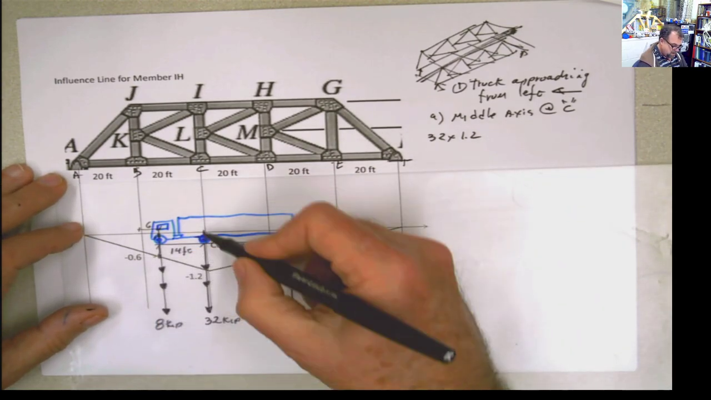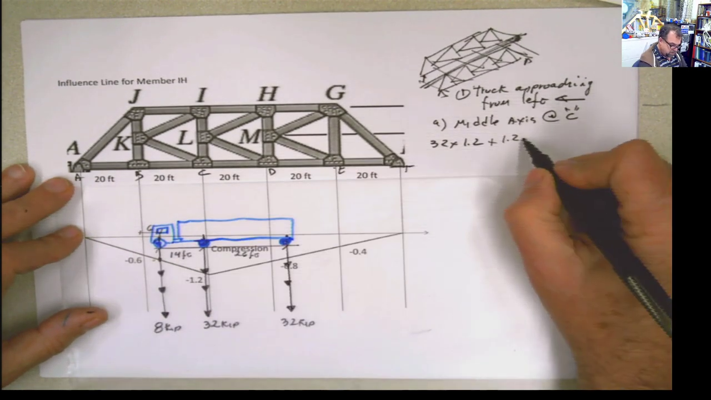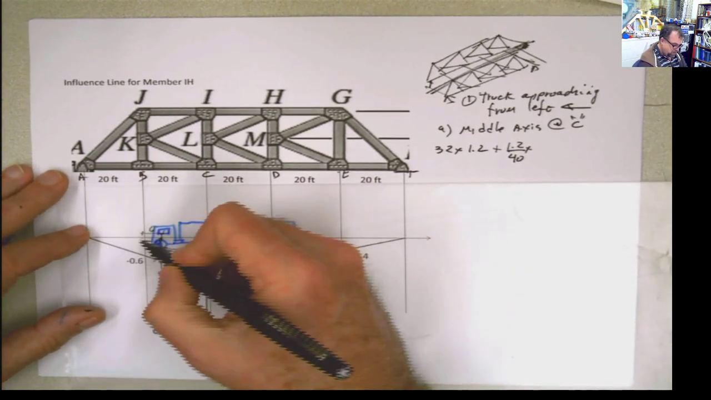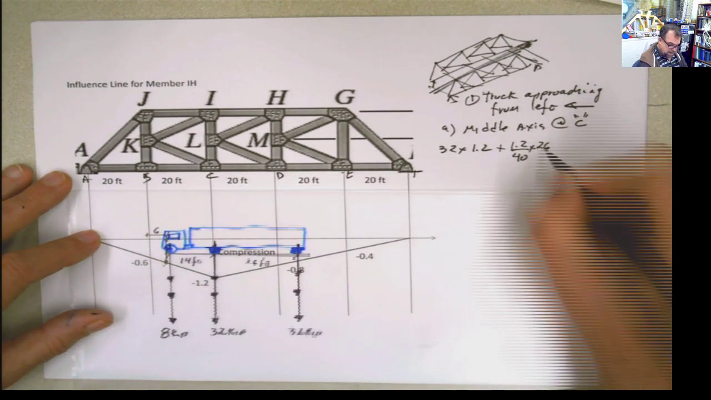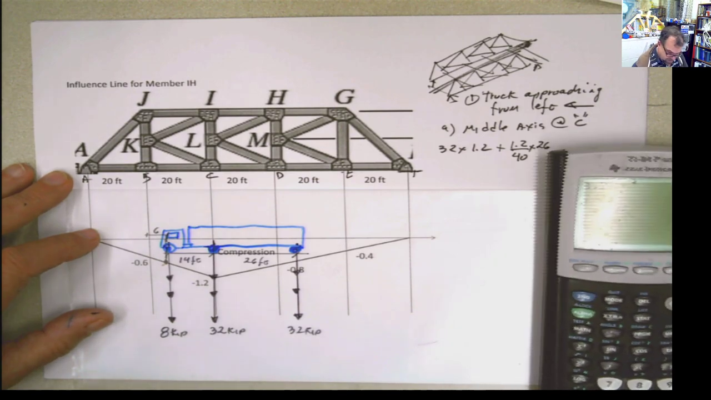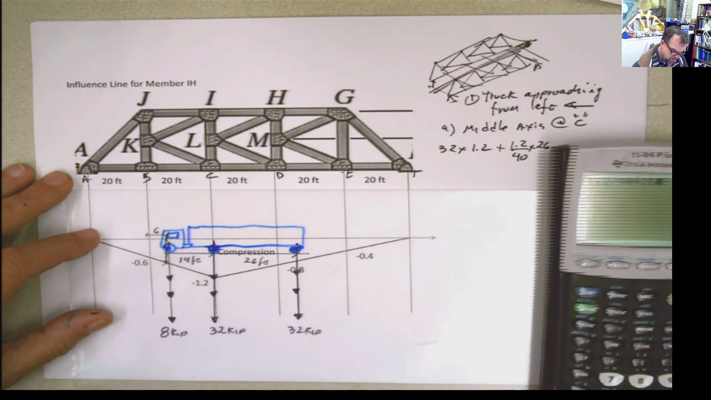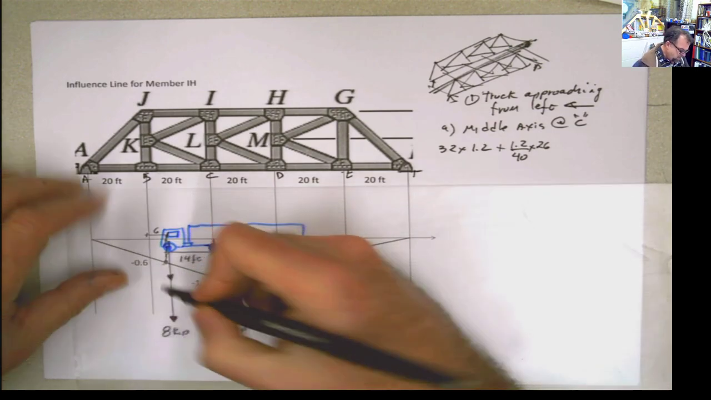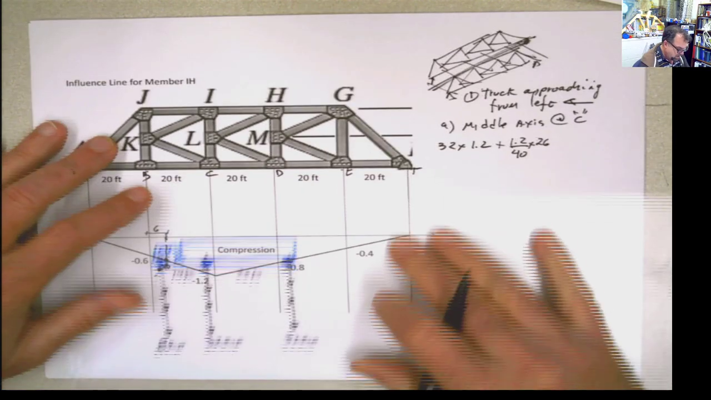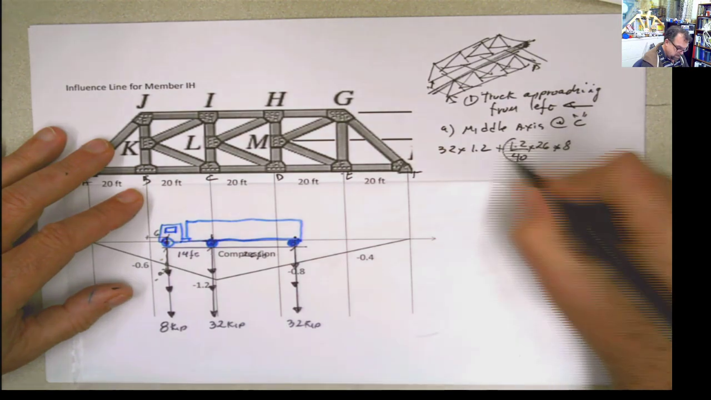So I can say that 1.2 is at 40, and then this distance is going to be 26. That value is 1.2 divided by 40 multiplied by 26, which is 0.78. That will be this value here, 0.78. So what we have to do is multiply 8 kips times that.